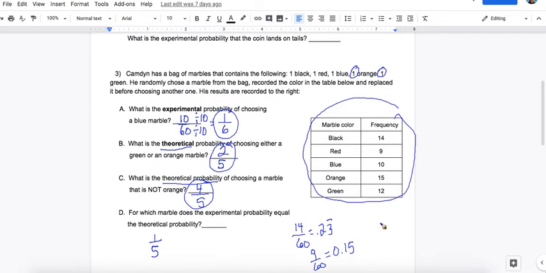Already did blue. Let's see, green, or sorry, orange is going to be 15. That's going to be too many because I know 14 out of 60 is 0.23, so 15 isn't going to work because that's about 0.25. So let's try green. 12 out of 60, and if I type that into my calculator, it gives me 0.2. So the correct answer is green. That's how you would figure out that question. That one was a little tricky.